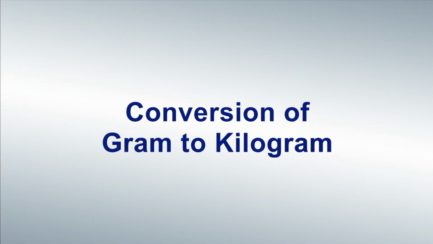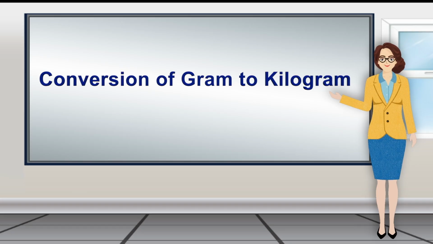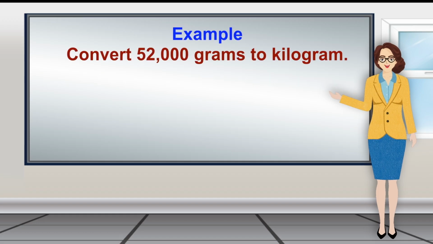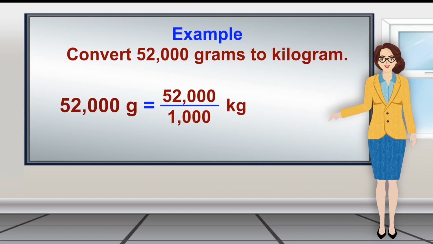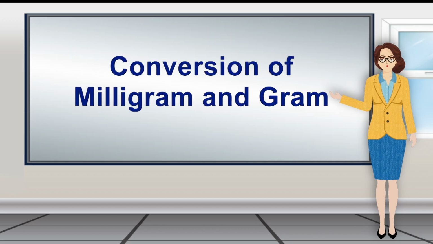Conversion of gram to kilogram. To convert the grams to kilograms, we divide the given grams mass by 1000. Example: convert 52,000 grams to kilograms. As 1 gram is equal to 1 by 1000 kilograms, so 52,000 grams divided by 1000 kilograms is equal to 52 kilograms.